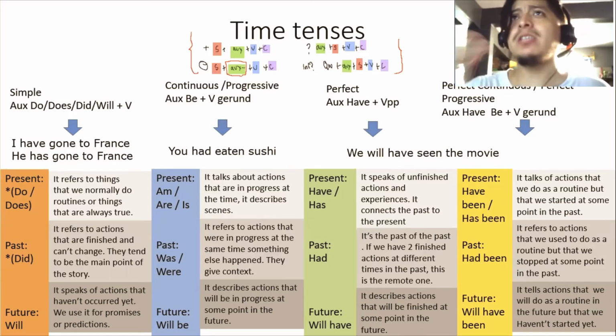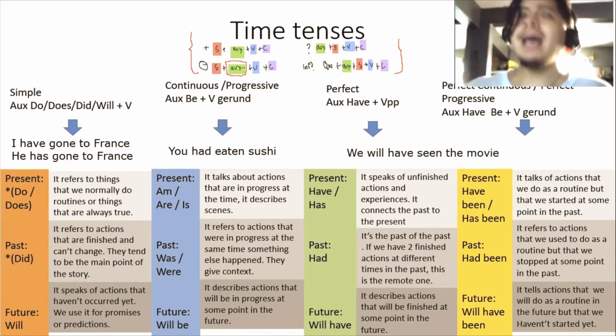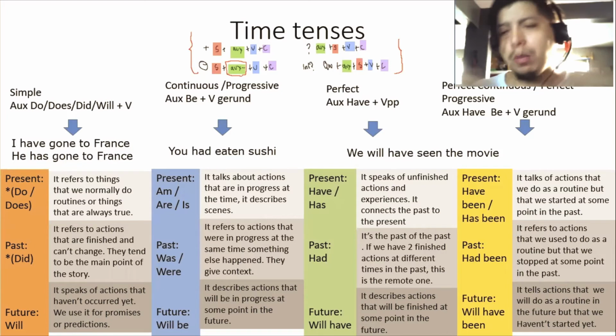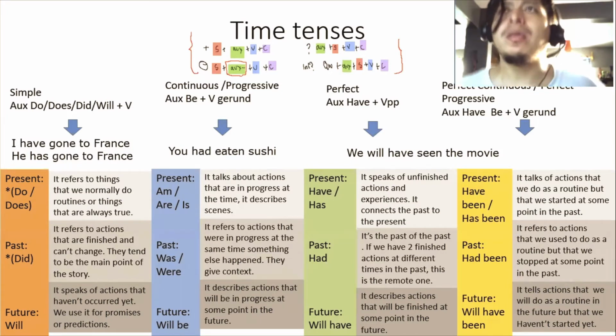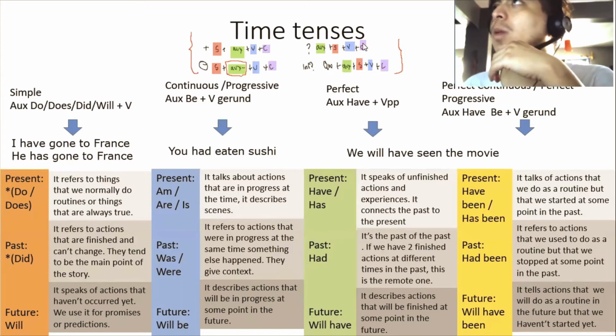Right now, it is in the future. At 5 o'clock it is going to be in progress, and by 10 o'clock, it will be over. So tomorrow at 10 o'clock, I will have seen the movie. I will have finished watching the movie. Okay? So what do we have?